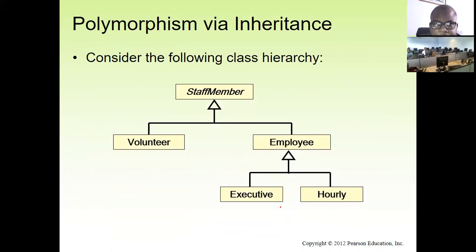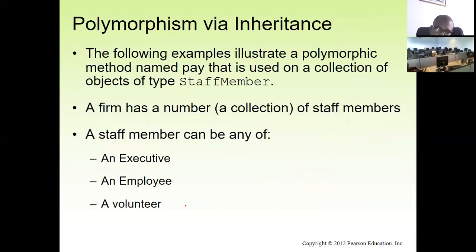All right, so let's revisit the example from before. Consider the following class hierarchy, where we have the abstract class StaffMember at the top, then a Volunteer and an Employee, and inside the Employee category, we have Executive or Hourly paid people. We're going to look at some code that illustrates a method named pay that is used on a collection of objects of type StaffMember.